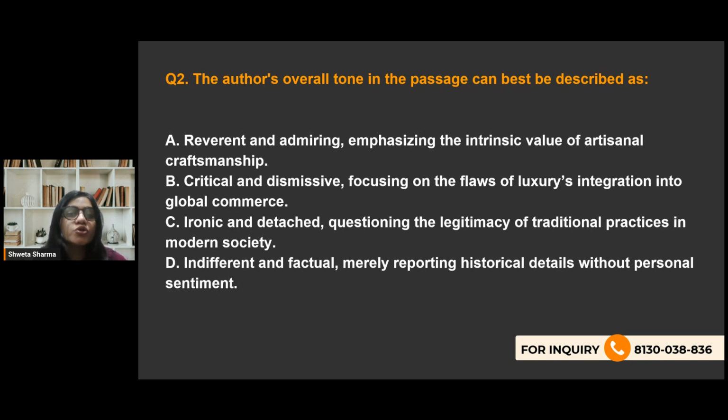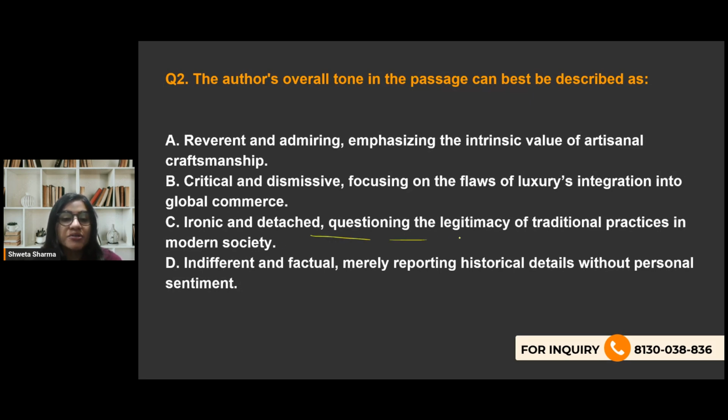It says, author's overall tone in the passage can be best described as what? Is it reverent and admiring? Yes, he's respectful about the artisanal craftsmanship. So we can consider A, we can hold on to option A. Critical and dismissive, is he criticizing and focusing on the flaws of the luxury integration? No. He's not demeaning them or dogmatically stating that this is something which is really bad, criticizing the luxury integration. So it's not been done.